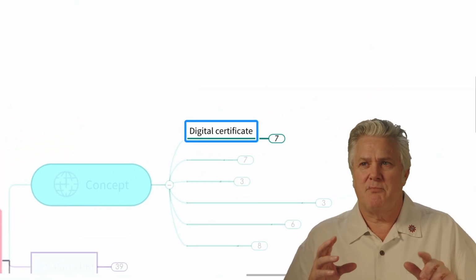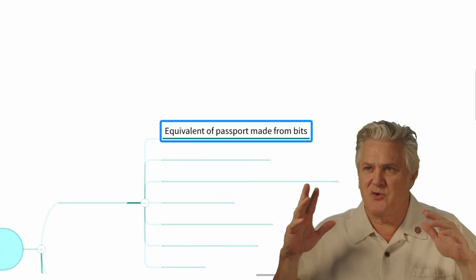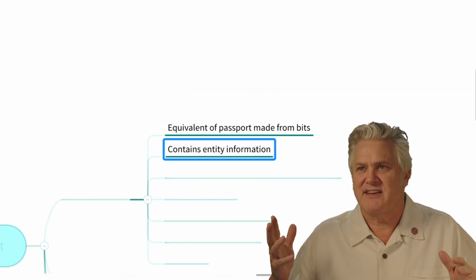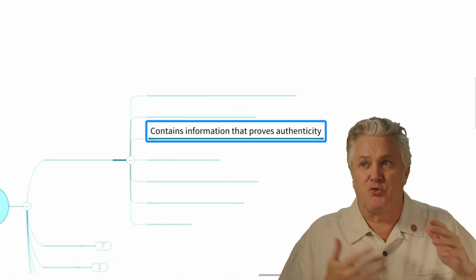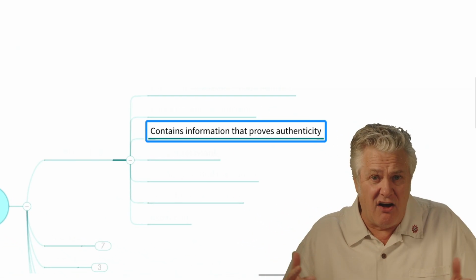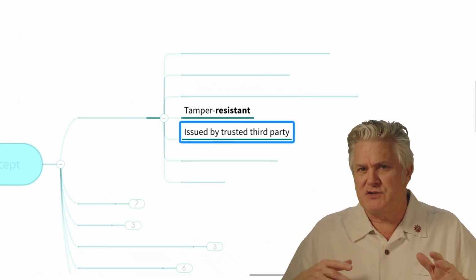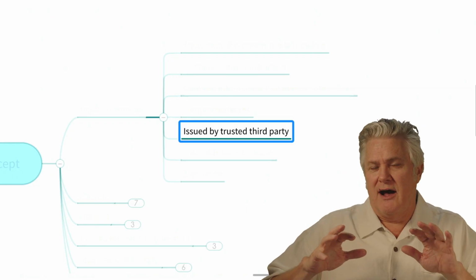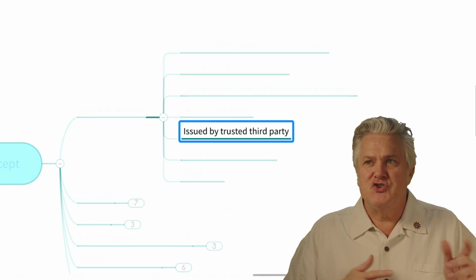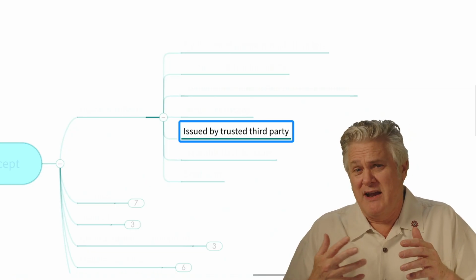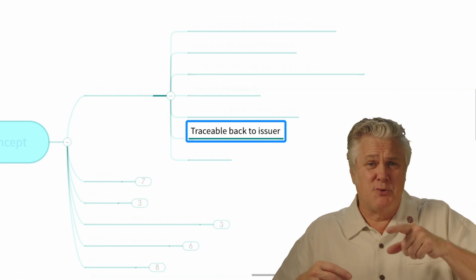From a concept standpoint, we're talking about first digital certificates. That's the equivalent of a passport made of bits. It contains entity information, and information that proves the authenticity of the certificate. It should be tamper resistant, and most are at this point, unless you're actually attacking the other systems around it, like the DNS. Issued by trusted third parties. So it may not be issued by you, it may be issued by somebody else. And it's traceable back to the issuer.